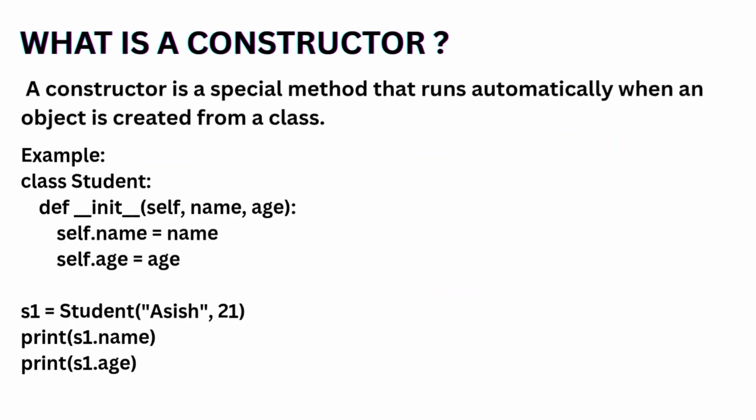The constructor method in Python is always written as def __init__(self). The self keyword refers to the current instance of the class. In some languages like Java or C++, constructors have the same name as the class, but in Python, __init__ is the universal name.